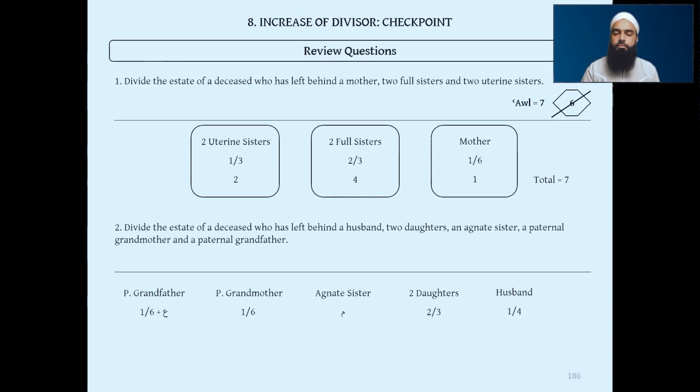So now we see that there is 1/6, 1/6, 2/3, and they are all from group 2, and 1/4, which is group 1. So we use the quarter, the denominator 4, multiply it by 3, which gives us 12 as the divisor. Then 1/4 of 12 we give to the husband, which is 3.